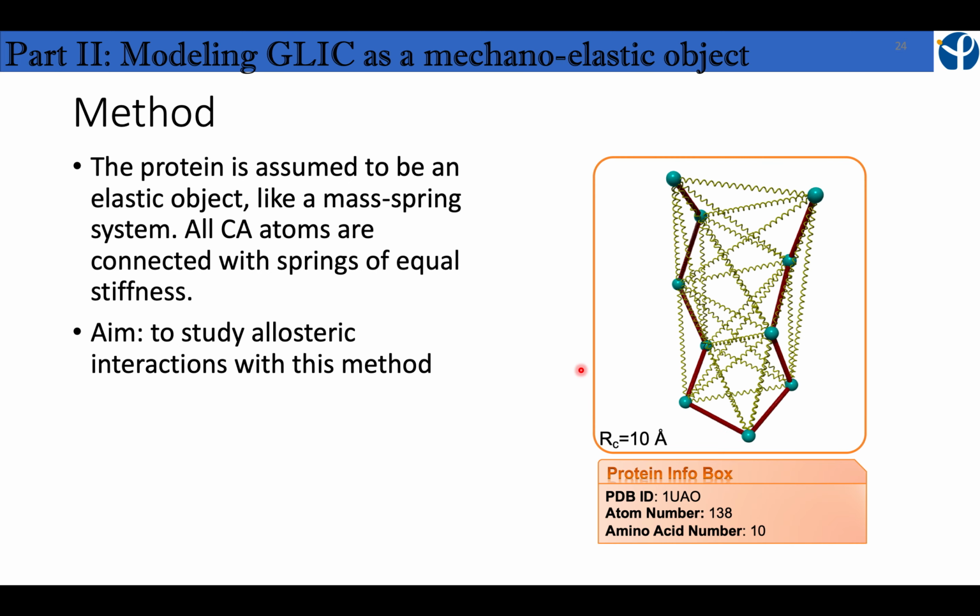So what do we mean by mechano-elastic object? We assume the protein is an elastic object, basically a mass-spring system, and we connect all C alpha atoms within a certain cutoff radius with springs. Our aim is to study allosteric interactions with this method. You see a very simple example here: you just put springs between C alpha atoms. We will do the same thing for the entire GLIC.